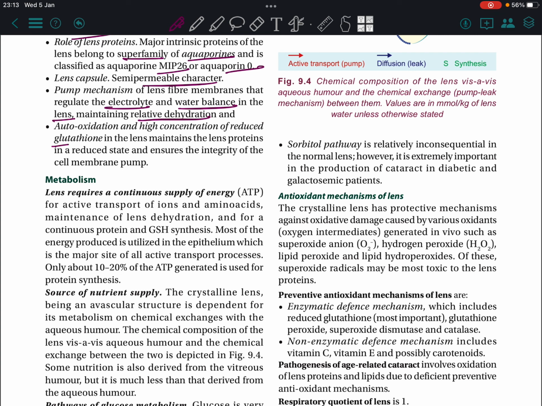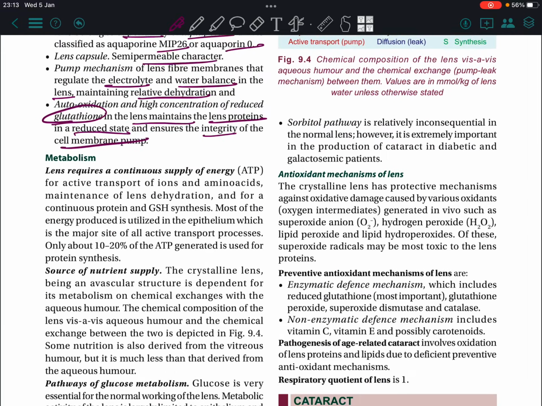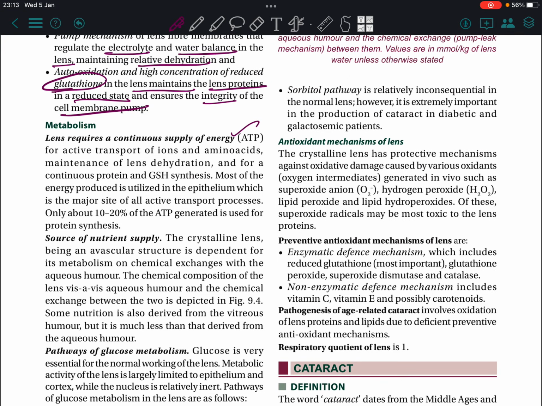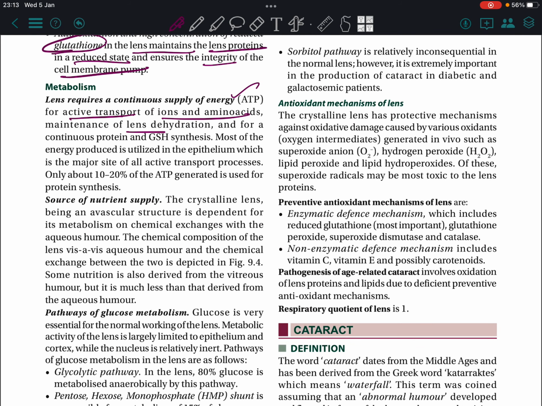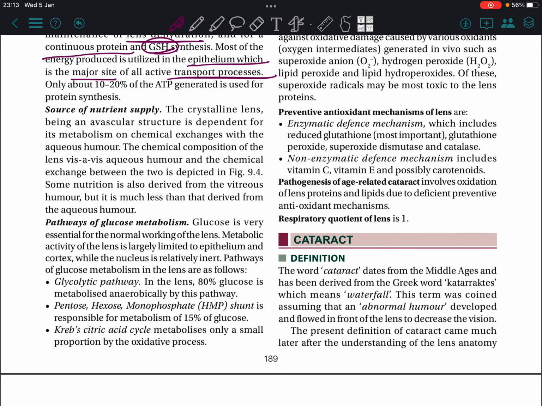Auto-oxidation and high concentration of reduced glutathione in the lens maintain lens protein in a reduced state and ensure the integrity of cell membrane pump. Metabolism. Lens requires a continuous supply of energy, ATP, for active transport of ions and amino acids, maintenance of lens dehydration, and for continuous protein and GSH synthesis. Most of the energy produced is utilized by epithelium, which is major site of all active transport processes. Only about 10 to 20% of ATP generated is used for protein synthesis.